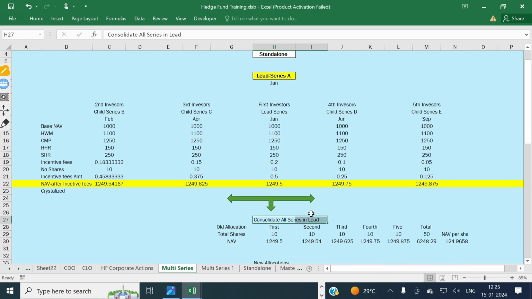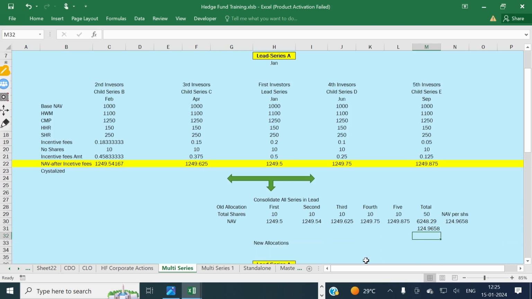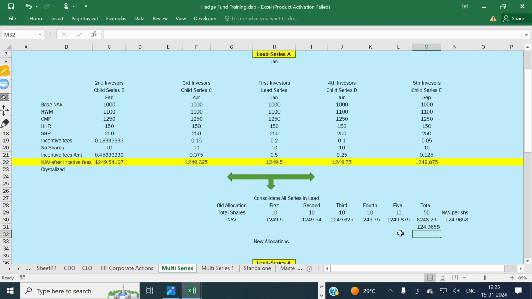When you consolidate, you aggregate the total assets value of all your series, and you can compute NAV as well. You have 1, 2, 3, 4 total assets, 50 units, 50. If you want to increase or decrease the number of outstanding shares, you can do that as well. If you don't want to, that's fine. Just compute it, 124. This NAV you can reallocate to all the investors, and that becomes your new allocation. First consolidate the NAV and then reallocate it.